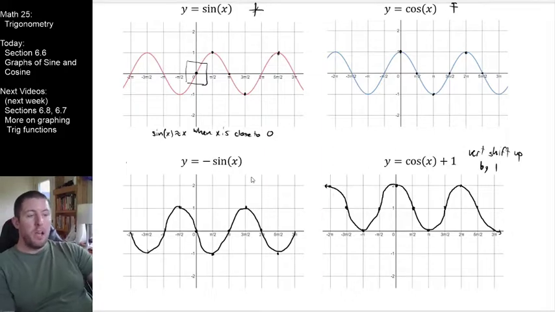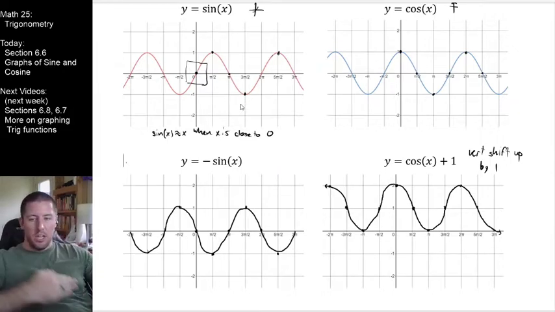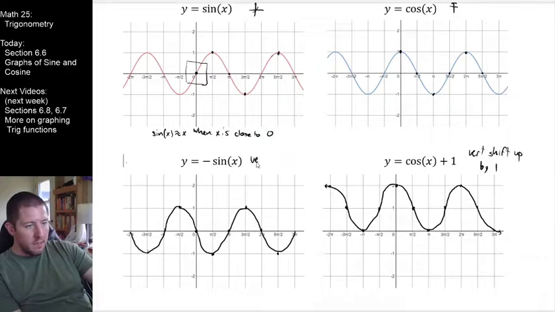Negative sine of x, we saw that this was like taking all the points that were up and making them go down, all the points that were down and making them go up. We saw that this was a vertical reflection across a horizontal axis.